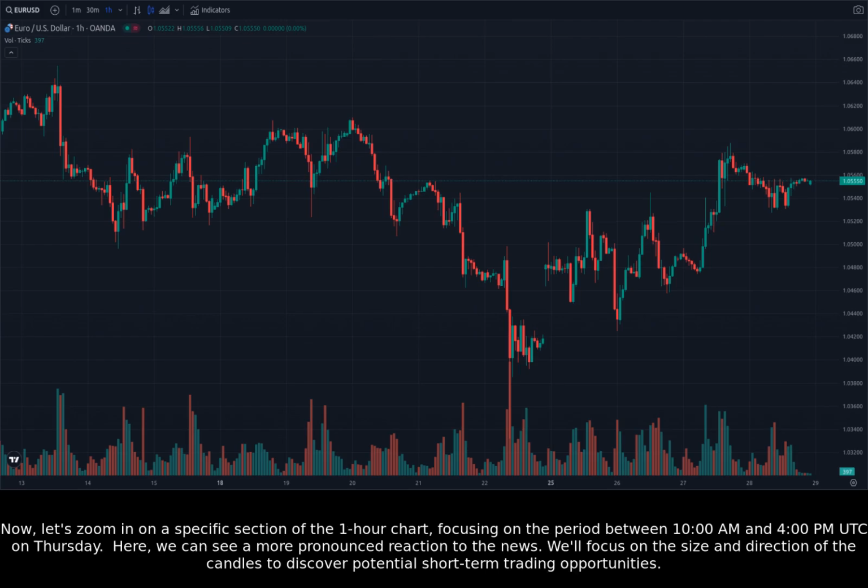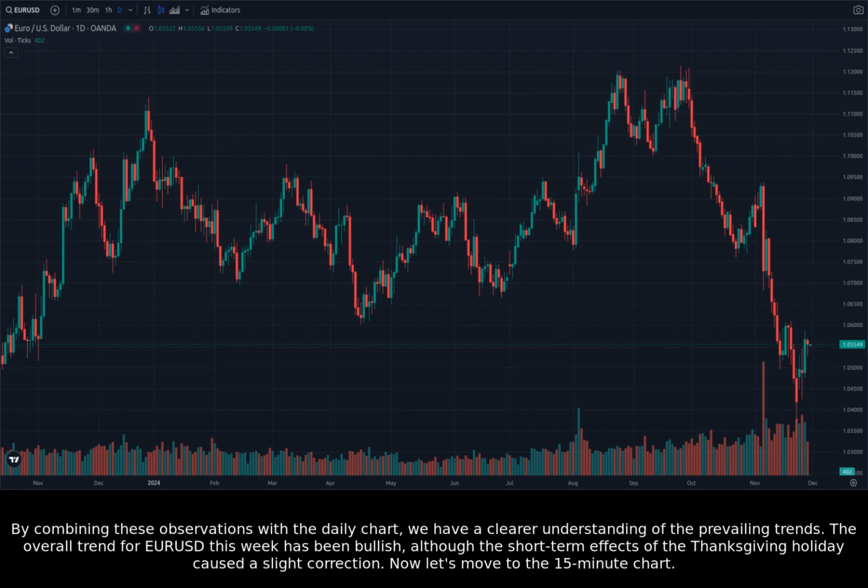Now, let's zoom in on a specific section of the 1-hour chart, focusing on the period between 10 a.m. and 4 p.m. Universal Time Coordinated on Thursday. Here, we can see a more pronounced reaction to the news. We'll focus on the size and direction of the candles to discover potential short-term trading opportunities. By combining these observations with the daily chart, we have a clearer understanding of the prevailing trends.